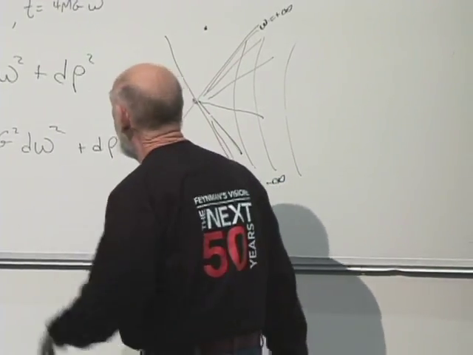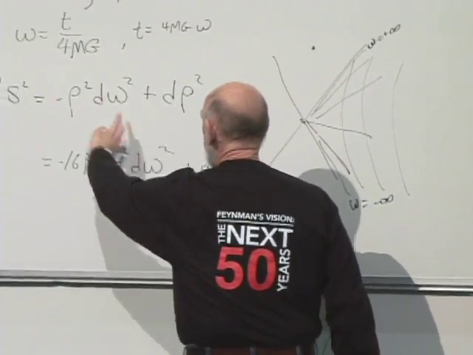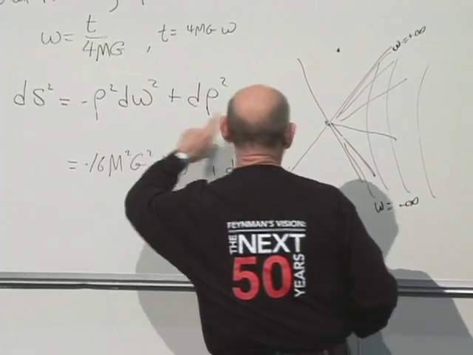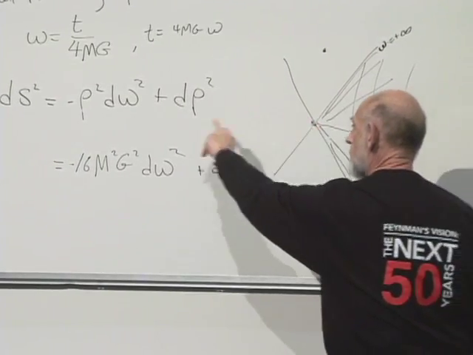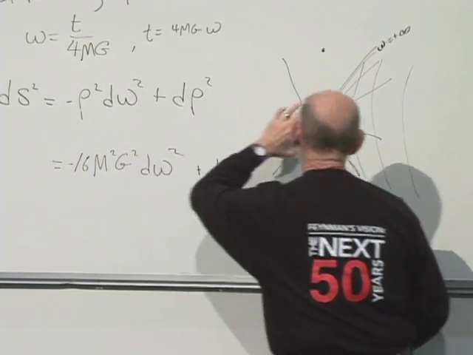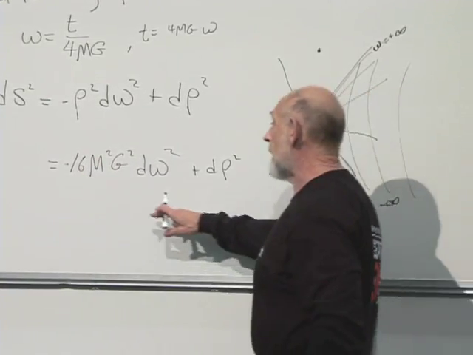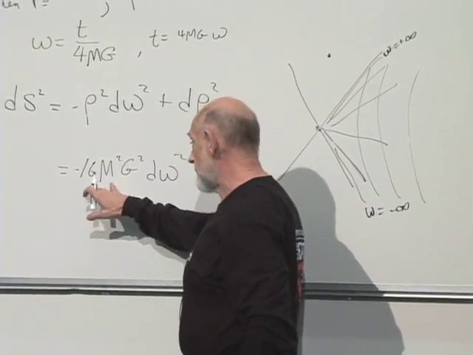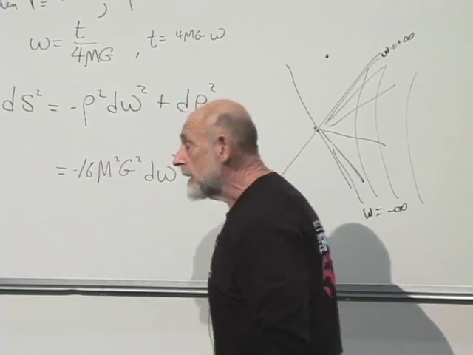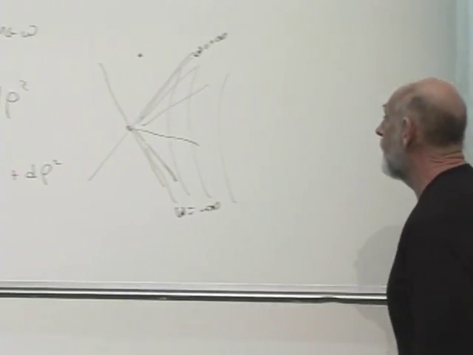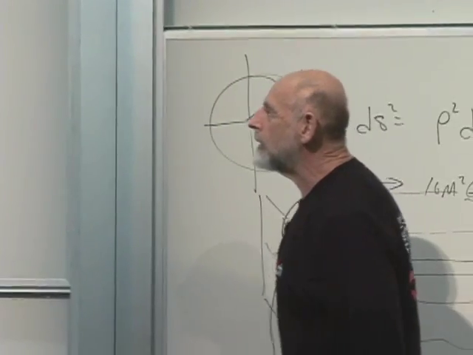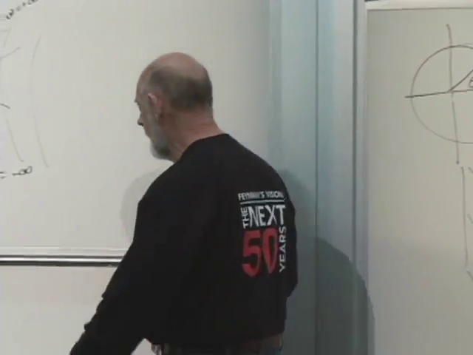Here's the geometry. The coefficient of the omega squared varies from near the horizon, where it's rho squared, to far from the horizon, where it just becomes a number, the number being 16 m squared g squared. And that's really all you really need to know about the black hole.